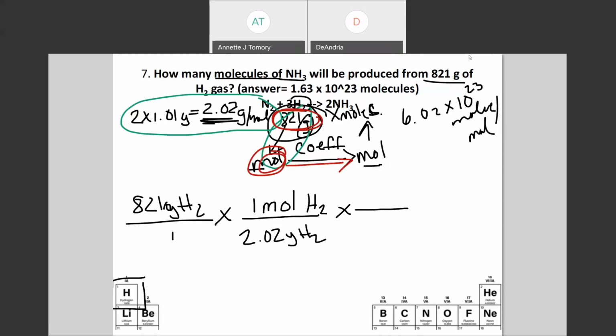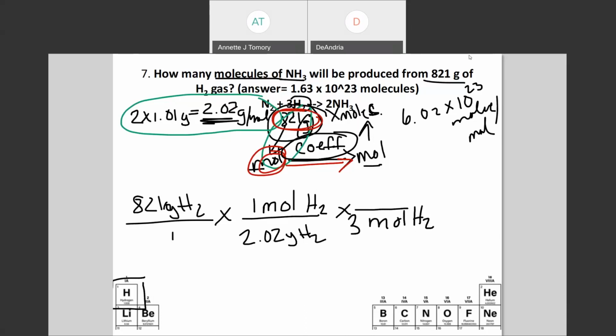Okay. So in order to do that, what are we going to use? What's the word there? The word right here on top of that line. Oh, coefficients. So what number goes with H2? What's the coefficient of H2? 3. 3 moles of H2.